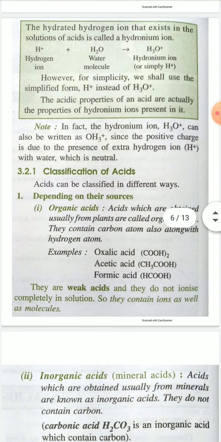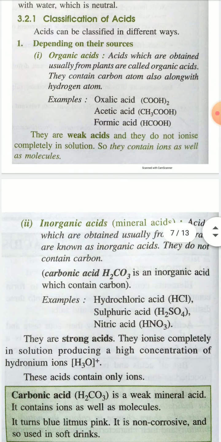Now, classification of acid. Acid can be classified in different ways. First, depending on their sources, and another classification is depending on the number of replaceable hydrogen atoms, that is, on the basis of basicity of acids. So first, depending on their sources, acid can be classified in two classes: organic acids, and second is inorganic acid.